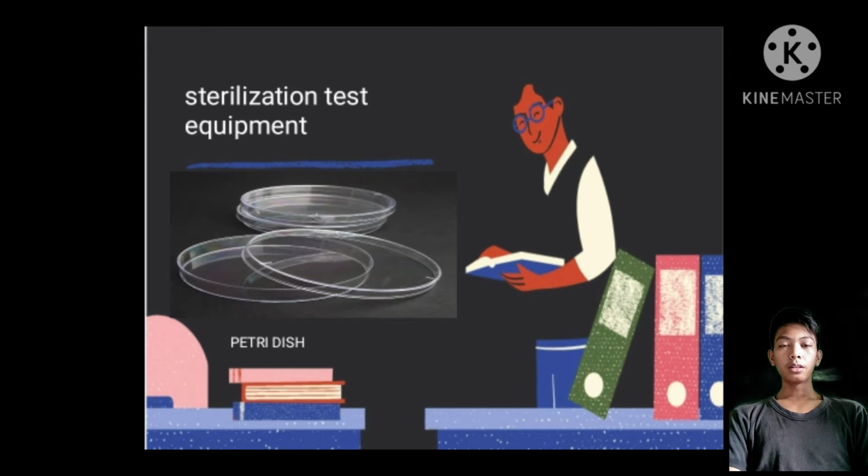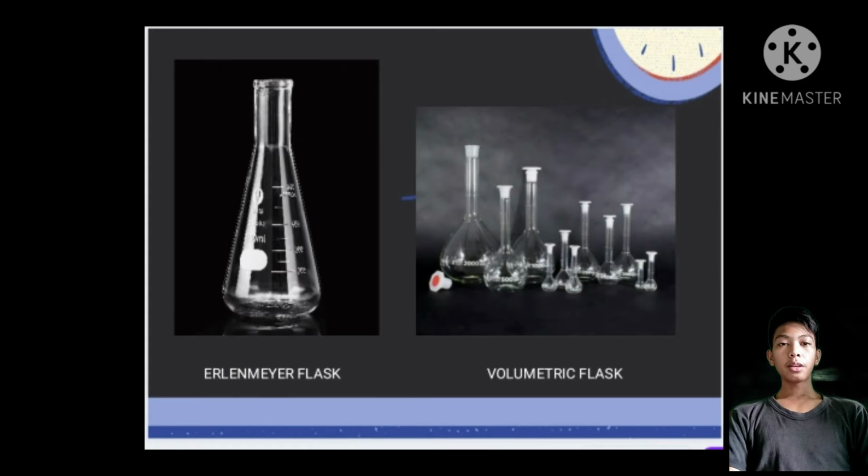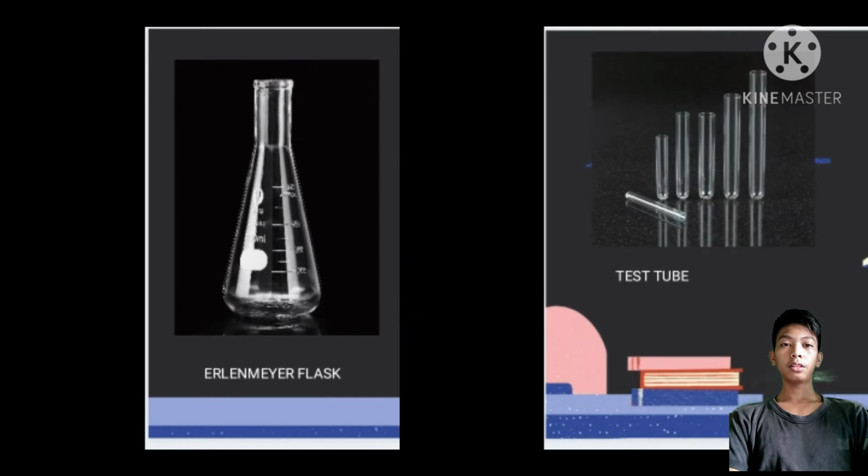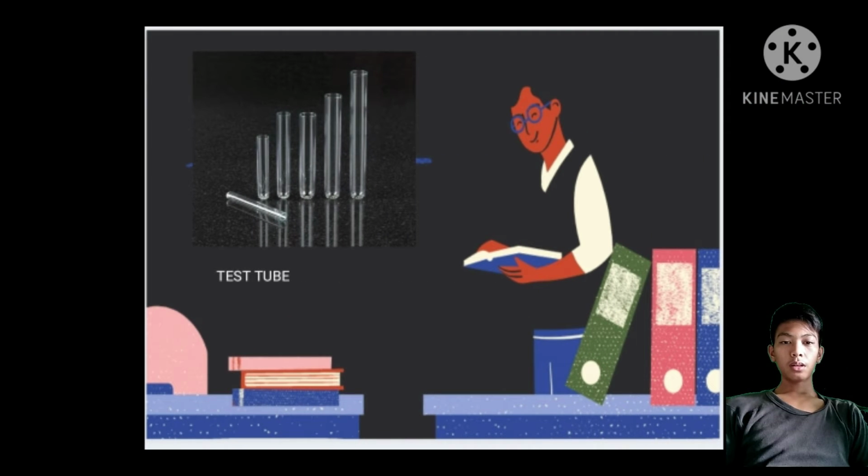Sterilization test equipment. Petri dish. This tool is usually used to investigate and culture microorganisms. Next, Erlenmeyer flask. This tool is used to measure substance volumes. Next, volumetric flask, and this tool is the same, for measuring substance volume in the laboratory. And the last, test tube. This tool is usually used to read substances in the laboratory, and also as a tool to see the growth of microorganisms.